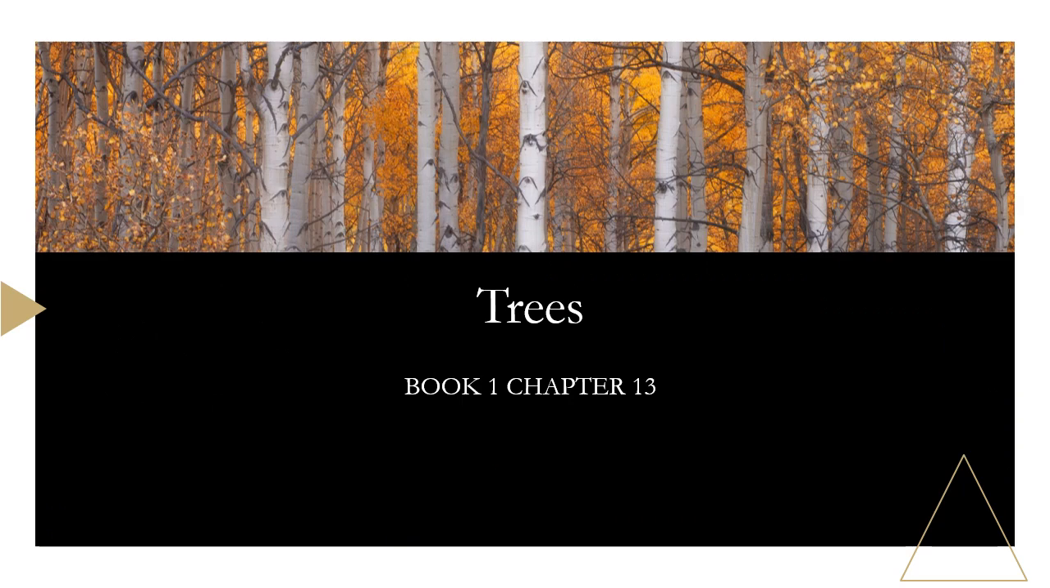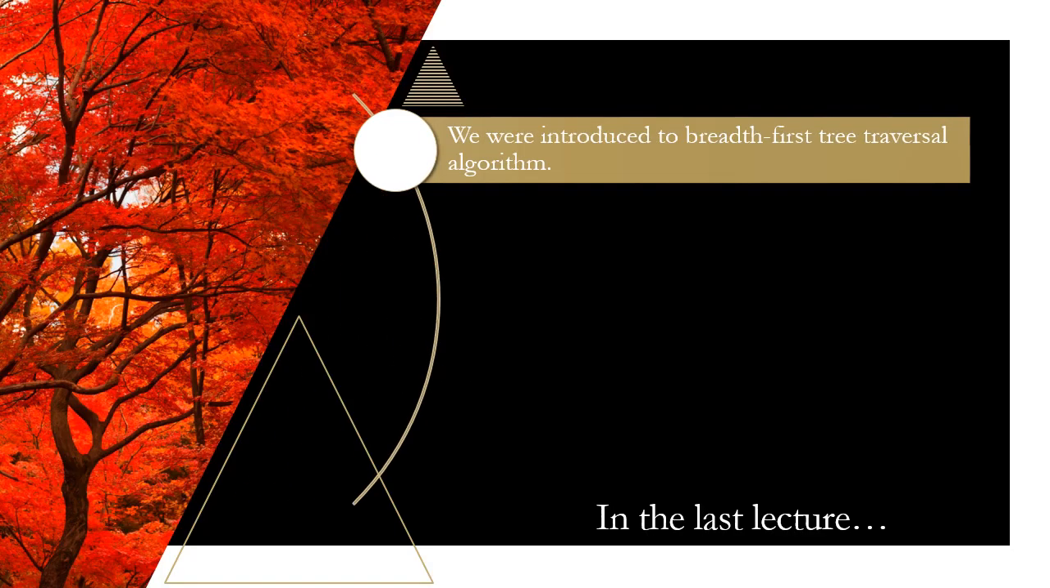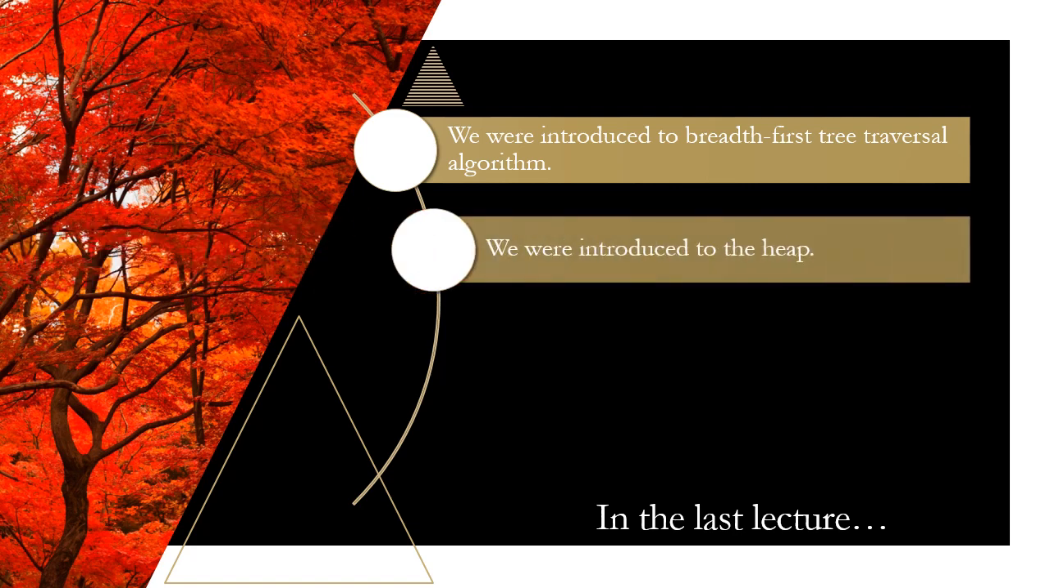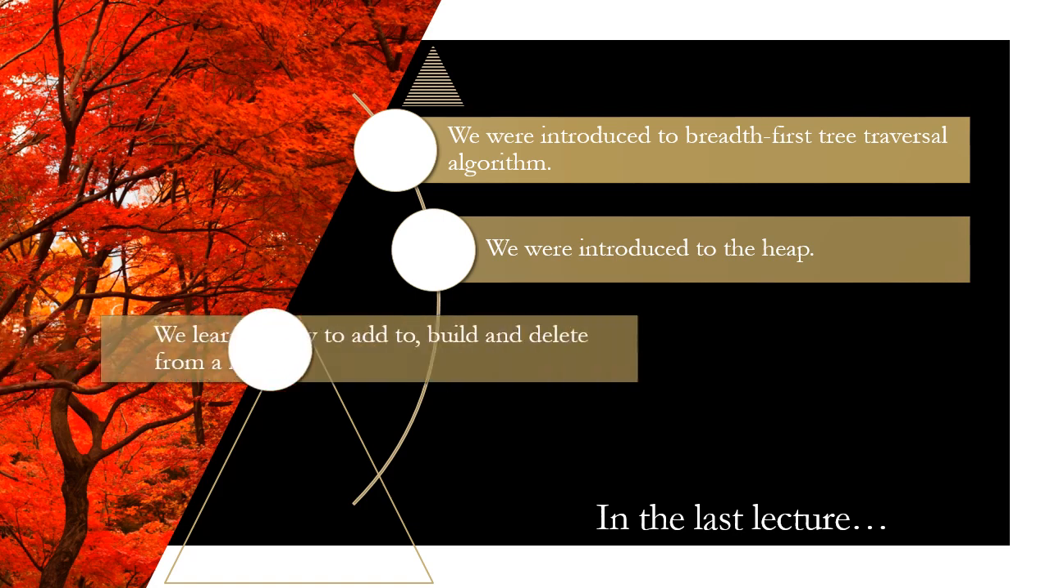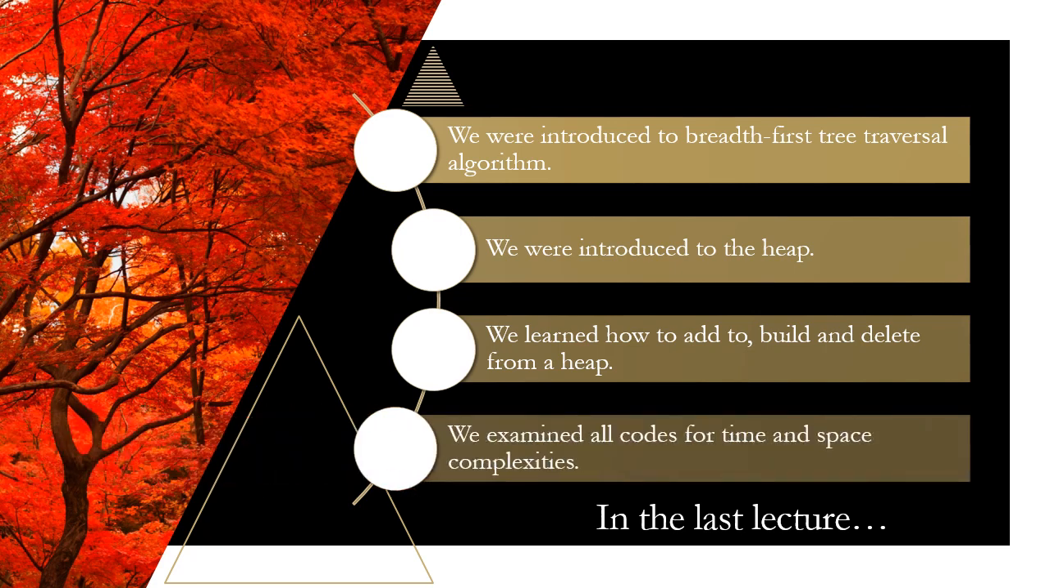We are working with trees and we use chapter 13 of book 1. In the last lecture, we were introduced to the breadth first tree traversal algorithm. We were introduced to the heap. We learned how to add to, build and delete from a heap. And we examined all codes for time and space complexities. Now we take it up from where we left.